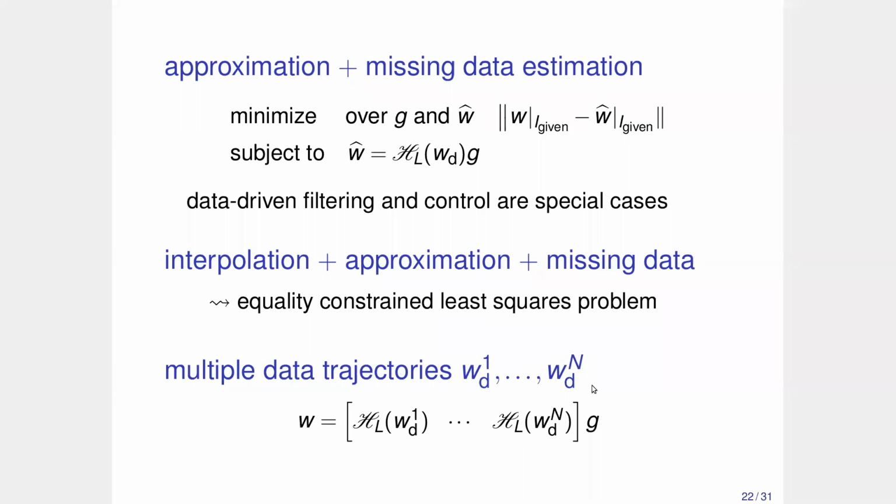Another generalization is that we can go from one given trajectory as data trajectory to multiple. So the only difference in this case is that my data-driven representation now has a block matrix with Hankel blocks, every Hankel matrix corresponding to one of the data trajectories.